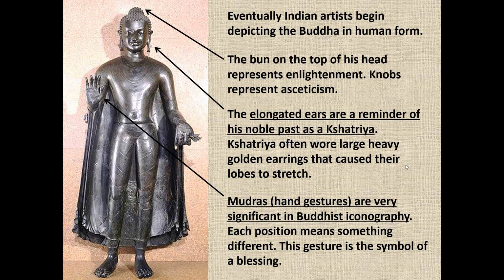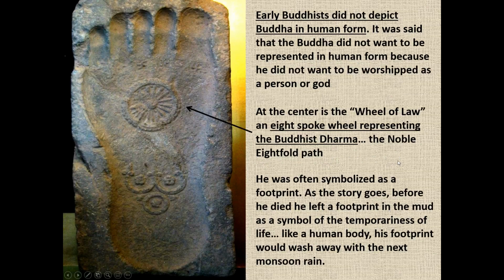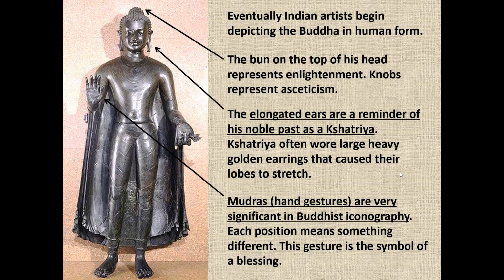Eventually, Indian artists began depicting Buddha as he spread throughout the land in different ways, and they gave him a human form. The bun at the top of his head represents his enlightenment. The knob represents asceticism. For those of you who forgot what asceticism is, it's just like being super disciplined. You don't give in to any pleasures or any wants in life.